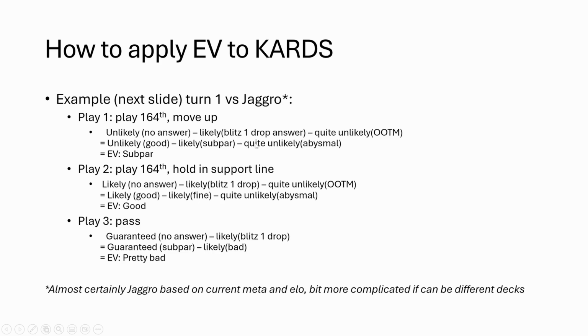You have the most likely event, which is going to be the most strongly weighted event, is that they have a Blitz 1-drop to answer, and it's a little bit subpar, suboptimal, a little bad. You have an unlikely case where it's good, and a quite unlikely case where it's abysmal. So that about averages out the expected value to be about subpar, I would say.